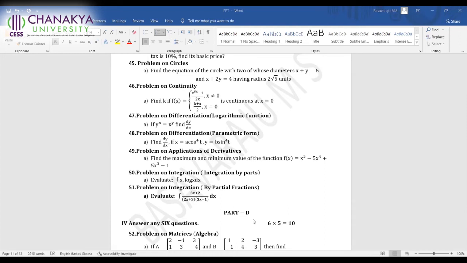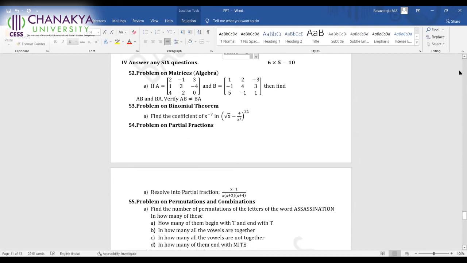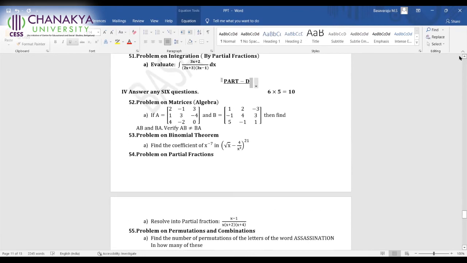This carries more weightage. So you're going to get 30 marks from this chapter by answering only 6 questions. But the number of choices will be 12 questions from this, so you need to answer only 6. Each question carries 5 marks.